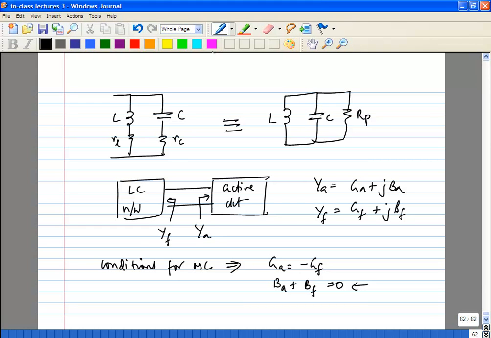And this would usually make sure that this is what will give you your frequency of oscillation. This condition BA plus BF is 0 is what gives you omega naught. And the first one tells you the amplitude in some sense. We'll see how it tells you the amplitude.